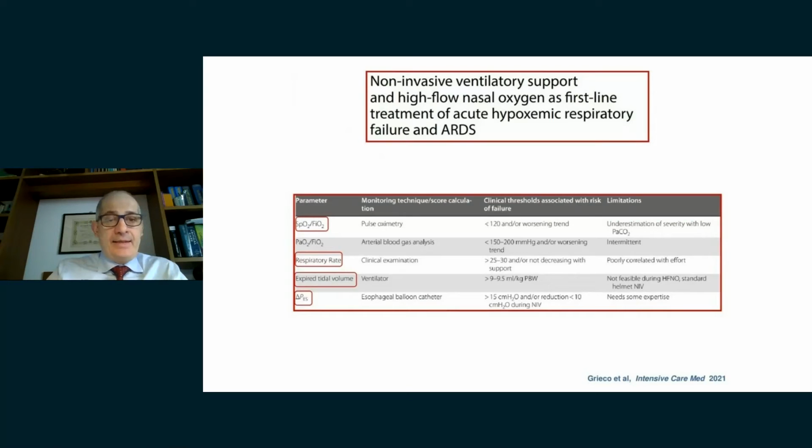We can detect the impairment of oxygenation by using pulse oximetry. Then we have to record the respiratory rate by simple clinical examination. Then we have some problem, as Professor Gattinoni told us before, regarding the measurement of tidal volume, because if you use helmet CPAP, we don't have any idea regarding the tidal volume. And we should also measure the inspiratory effort by putting an esophageal balloon catheter.